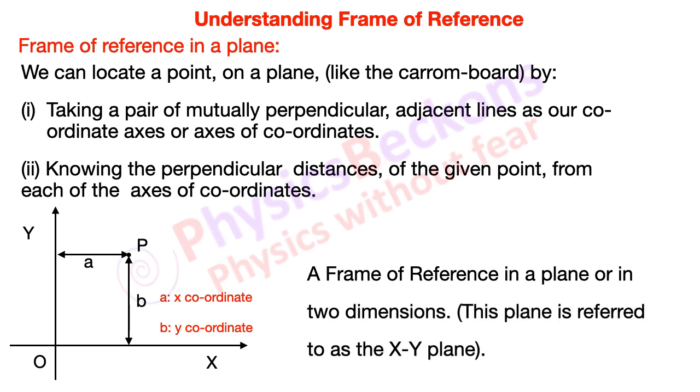that is, a two-dimensional plane. This plane is referred to as the XY or XOY plane, with coordinates A and B representing the x coordinate and the y coordinate, which specify the position or exact location of a point P in the plane.